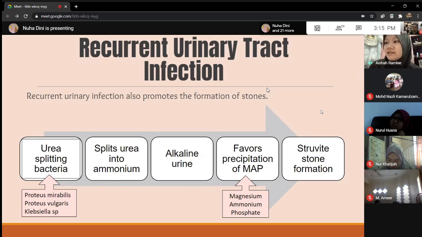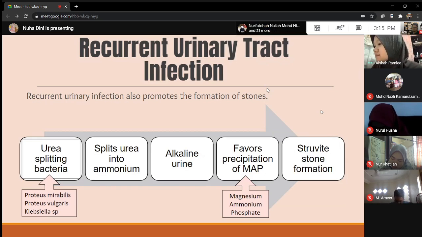Other than recurrent urinary tract infection, when there is an obstruction of the urinary tract, for example enlargement of the prostate, it causes stagnation of urine and will also cause stone formation. Okay, I think that's all from me.